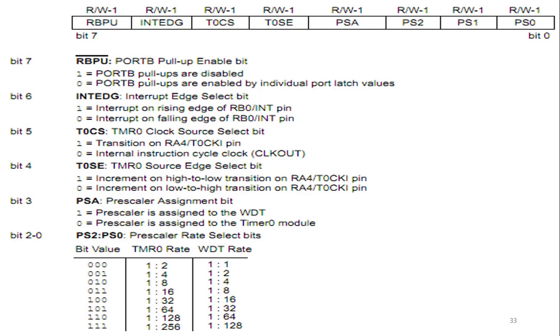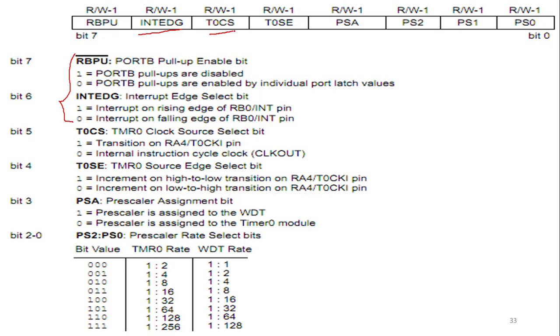The next SFR required for timer 0 configuration is the OPTION register. This is the format of the OPTION register. It is an 8-bit register. The MSB is RBPU bar, which is used for port B internal pull-up. If you want to use the port B internal pull-up, we have to make this bit 0. Otherwise, we can make this bit 1. Then next is INTEDG, which is used for selecting the type of interrupt edge. If that bit is 1, the interrupt will be generated on the rising edge of the signal on the RB0 pin, and if it is 0, the interrupt will be generated on the falling edge. These two bits are not related to timer 0, but still, they are present in the OPTION register.